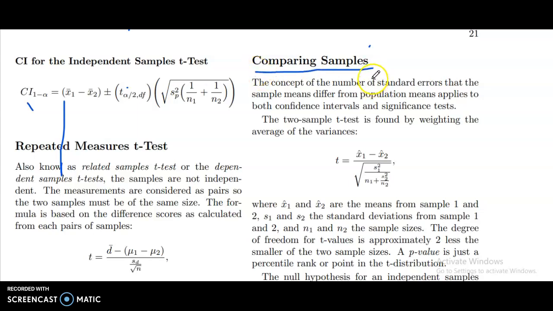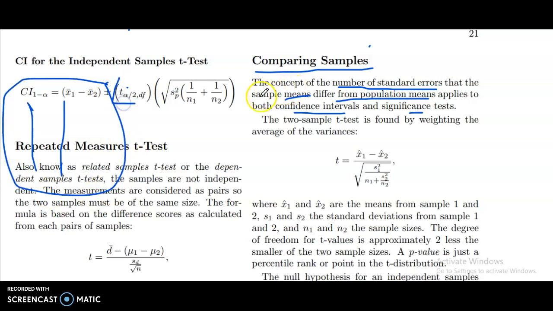Comparing samples. The concept of the number of standard errors that the sample mean differs from the population mean applies to both confidence intervals and the significance test. Comparing samples. Number of standard errors as the sample means differ.